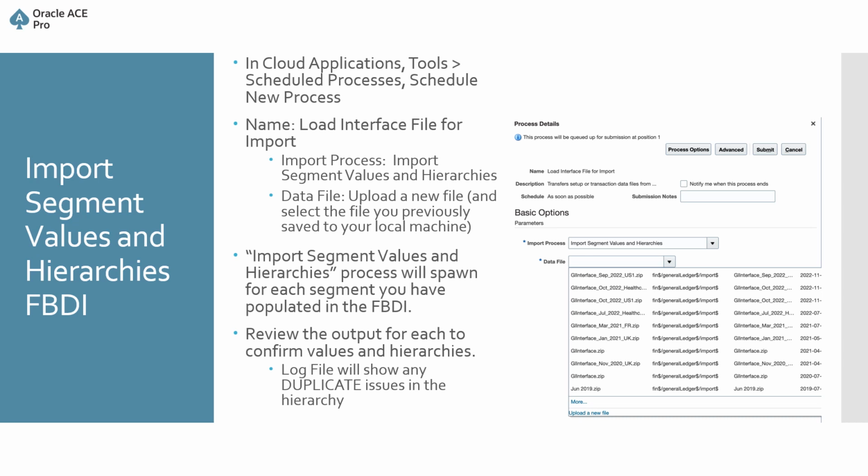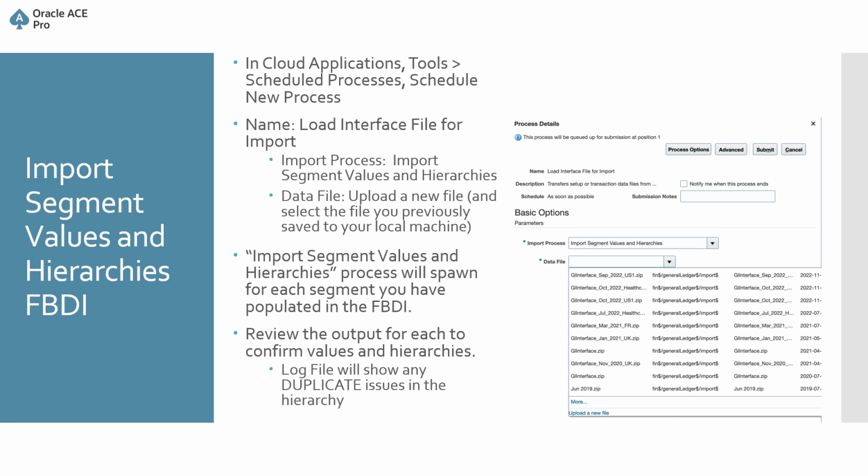Now what are you going to do? You're going to go into the cloud applications. You're going to go under Tools, Schedule Processes, and Schedule New Process. And the name is Load Interface File for Import. With the import process, you can import your segment value hierarchies, and the data file is the zip file that you just generated.